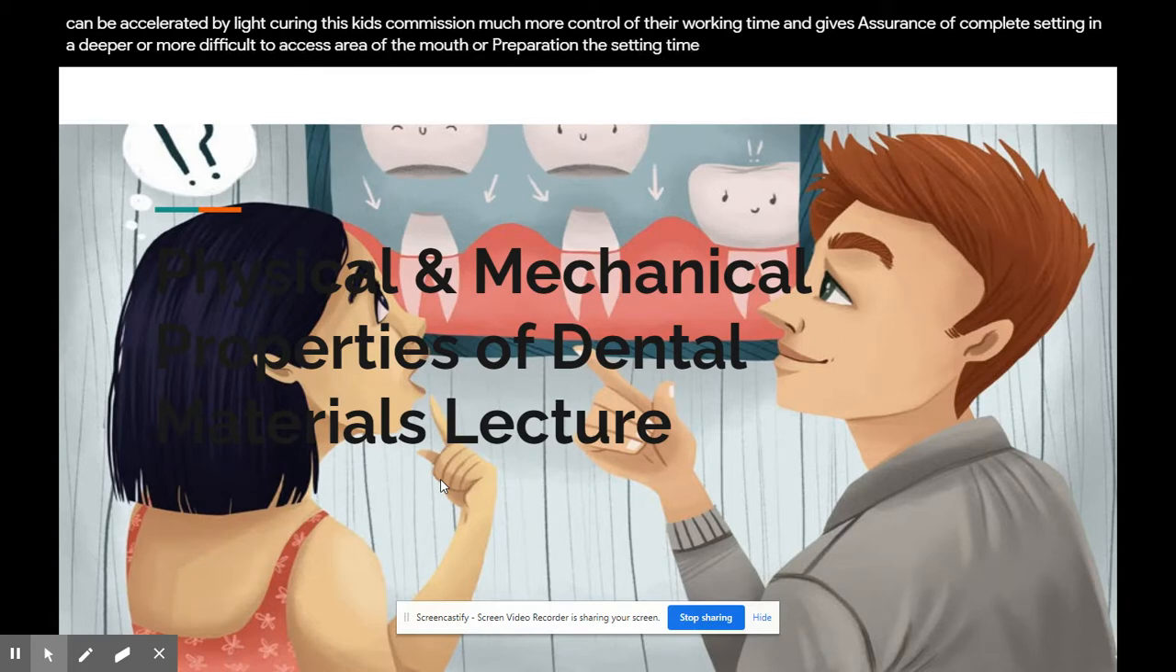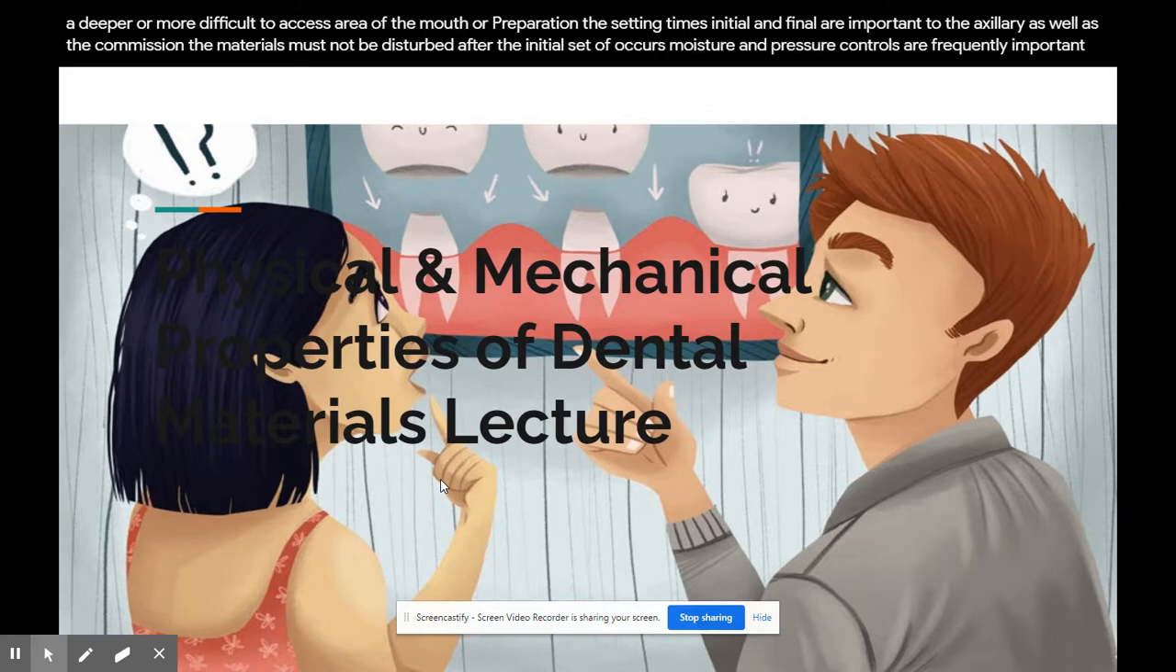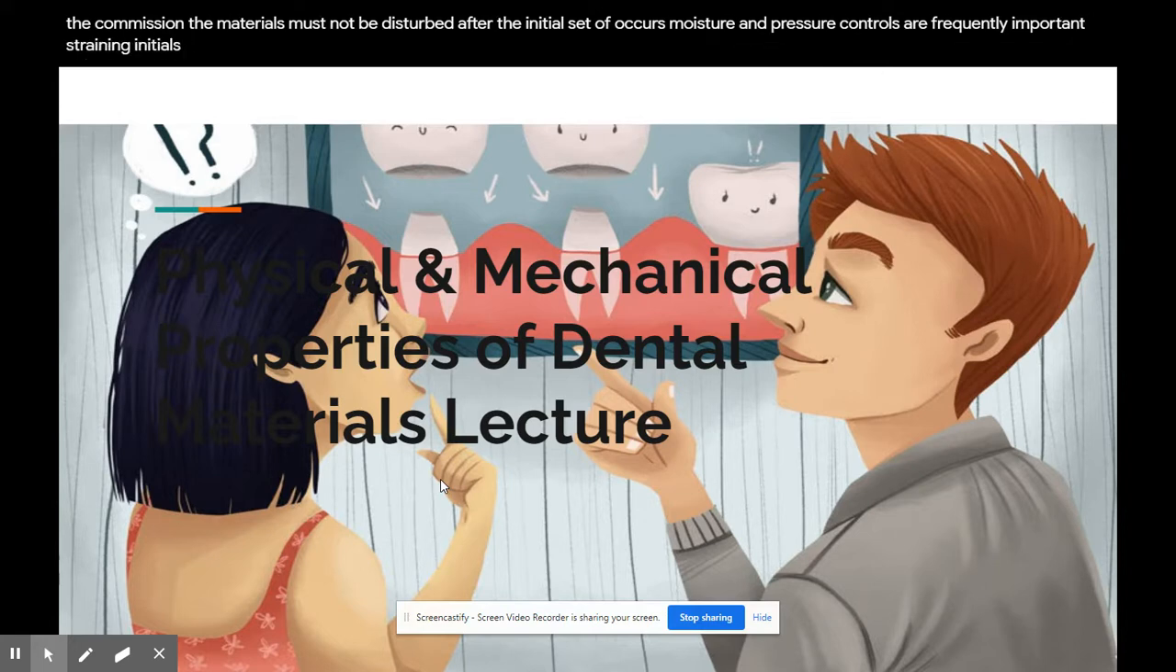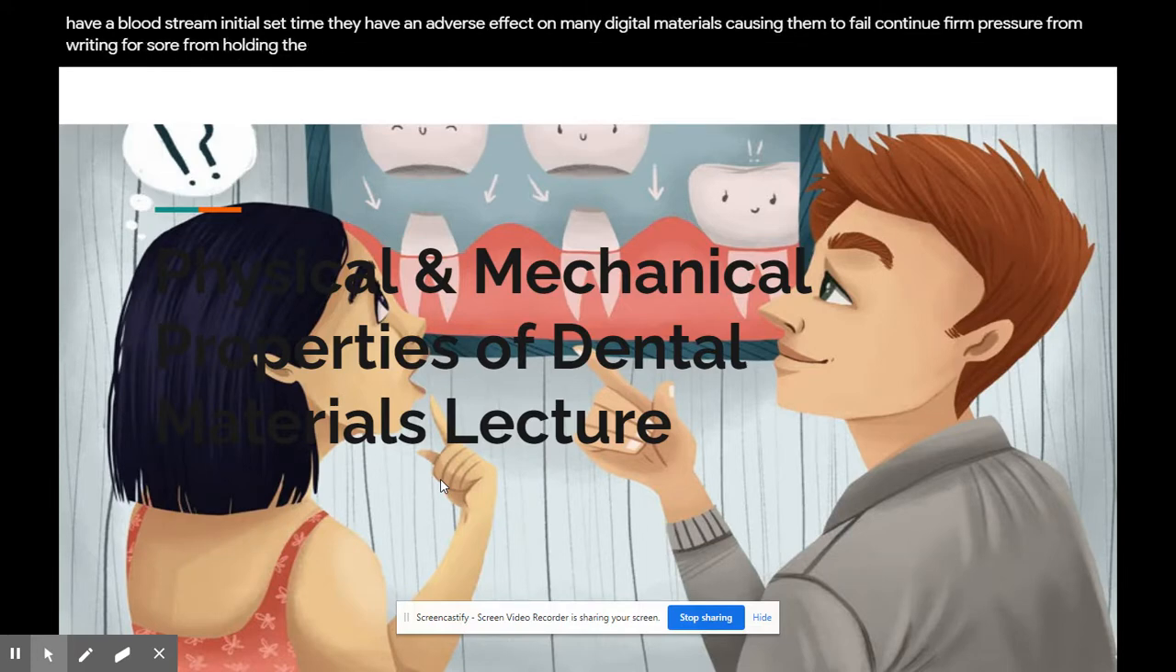The setting times, initial and final, are important to the auxiliary as well as the clinician. The materials must not be disturbed after the initial set has occurred. Moisture and pressure controls are frequently important during the initial set. Moisture contamination from saliva or blood during the initial set time may have an adverse effect on many dental materials, causing them to fail. Continued firm pressure from biting force or from holding the material firmly in the mouth is essential for materials needing intimate contact with the tooth, such as dental cement.